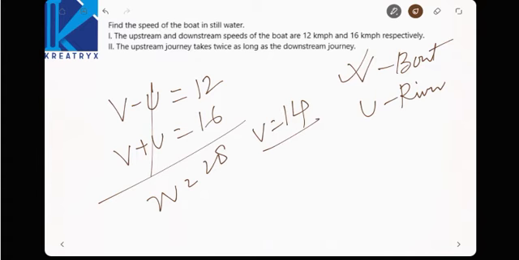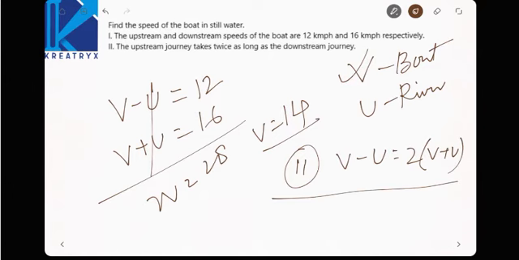Okay, from the second statement, the upstream journey takes twice as long as the downstream journey. Can you get the answer? No, you can get a relationship between v and u, but you cannot get an answer from statement 2. So the answer will be the first one.